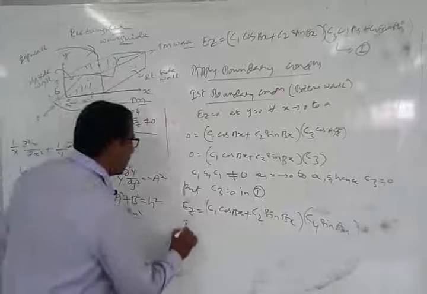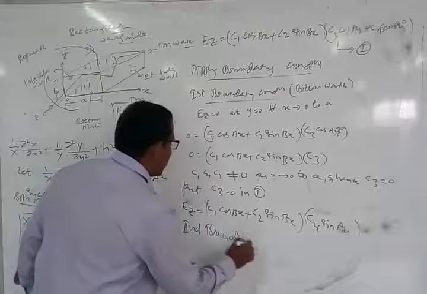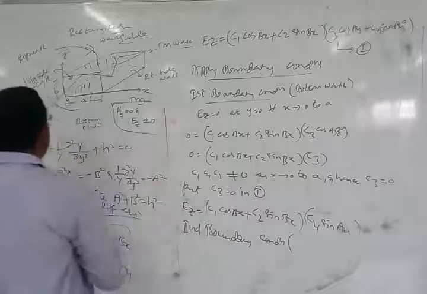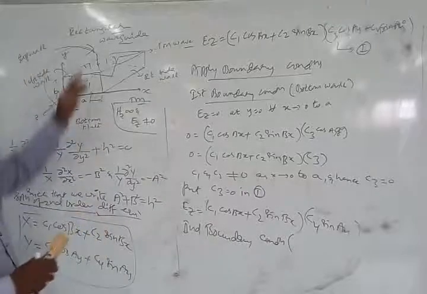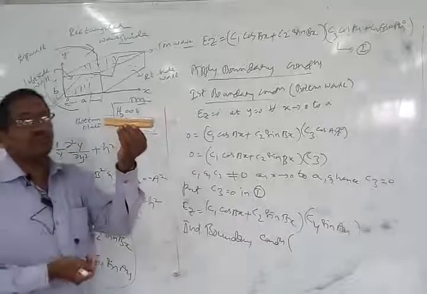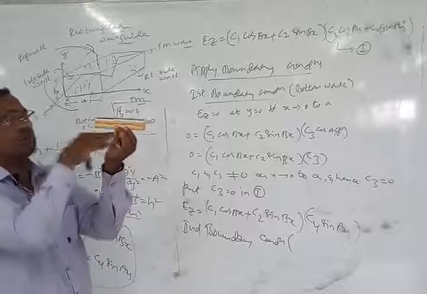Now apply the second boundary condition. So what is the second boundary condition? Second boundary condition means we are going in a clockwise direction. We have started from the bottom wall. See, the waveguide is like this only, right? This side is closed, this side is closed, top side closed, bottom side closed.